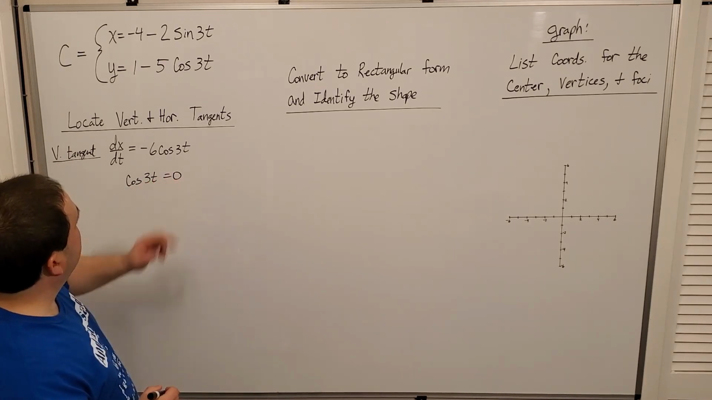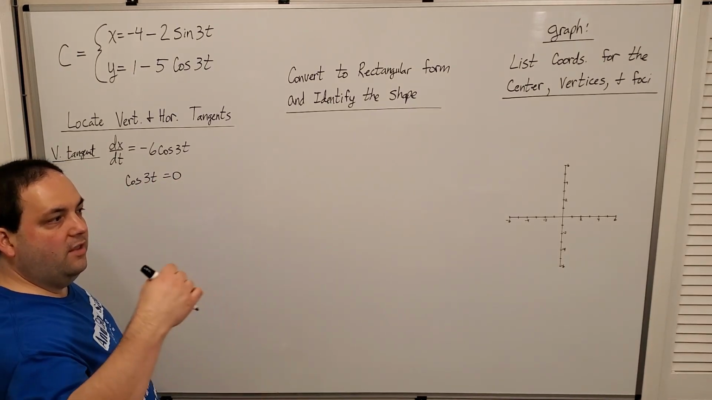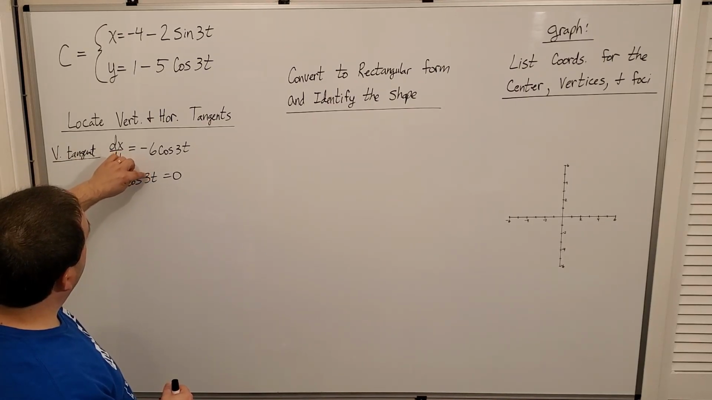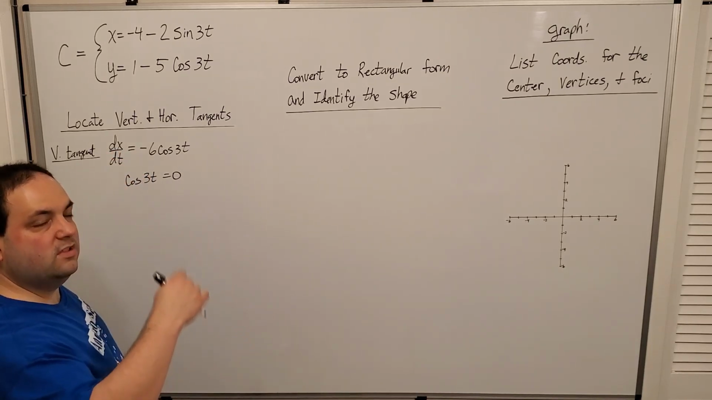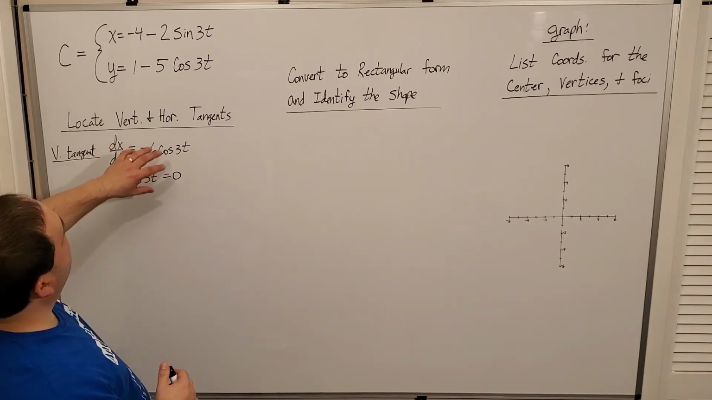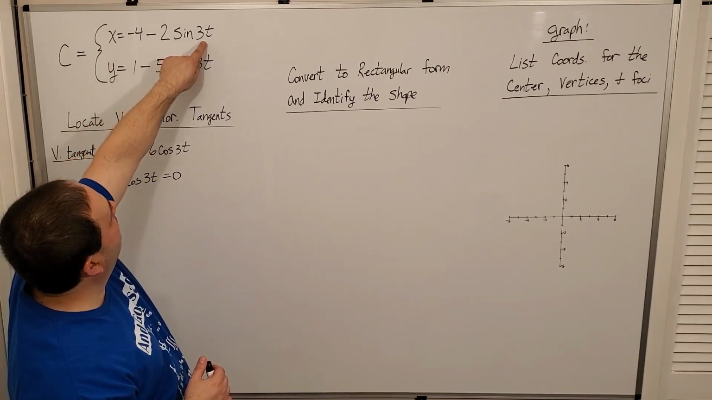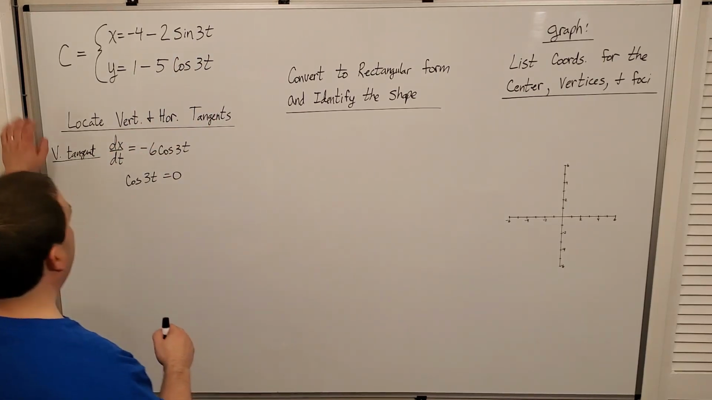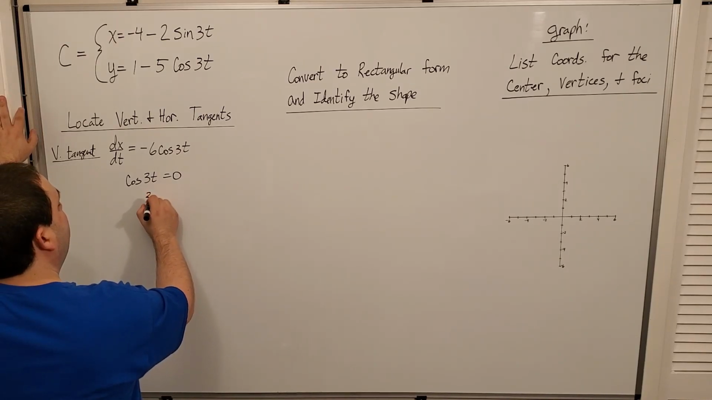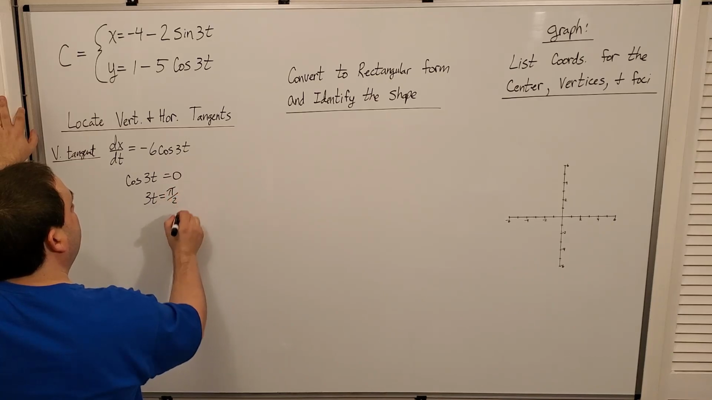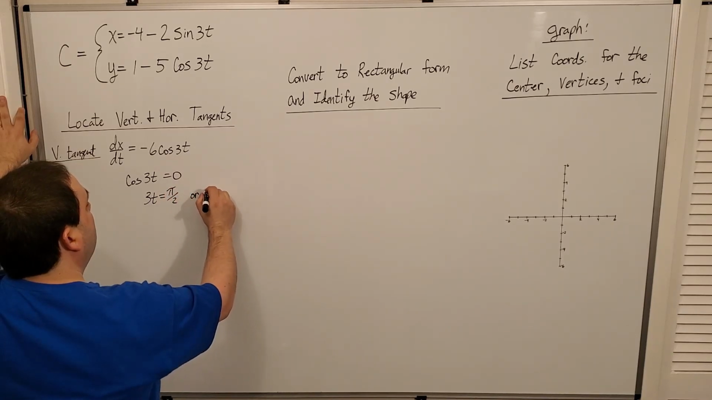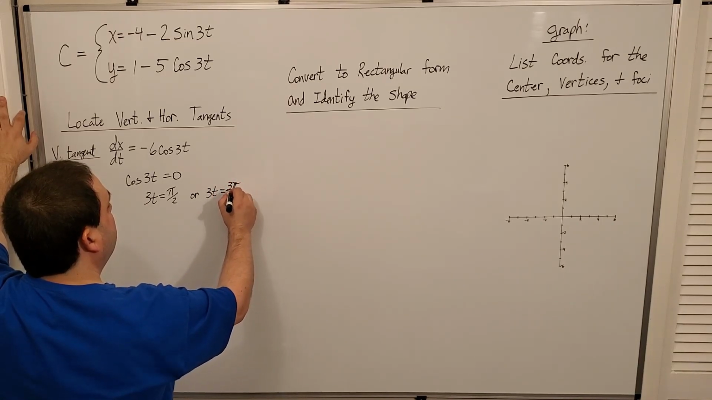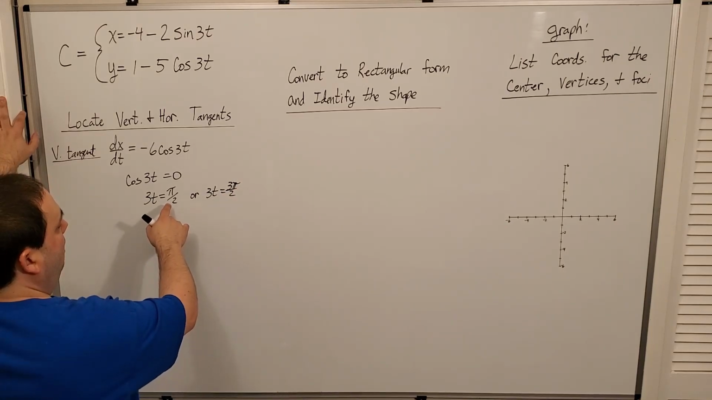Now, cosine is 0 at pi over 2 and 3 pi over 2. And this thing right here, the 3t, usually means that you have more cycles. But for our situation, the 3 in the 3t just means that it's going to draw the shape faster. Okay, so I have either 3t is equal to pi over 2, or 3t is equal to 3 pi over 2. That's where cosine is 0.